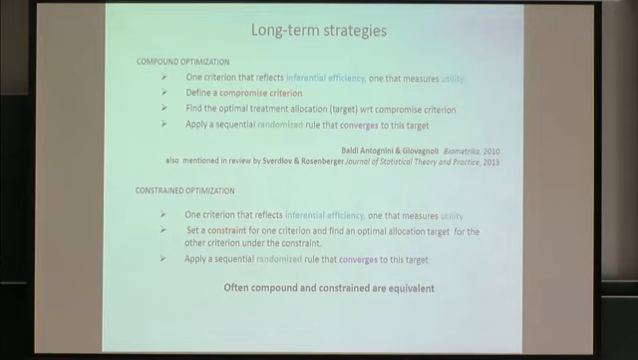Another approach is constrained optimization. We put a constraint; again, you start with two criteria, you constrain one of the two and optimize the other under a constraint. The two approaches are not really different. It can be shown that they're almost equivalent. So they have a lot in common.